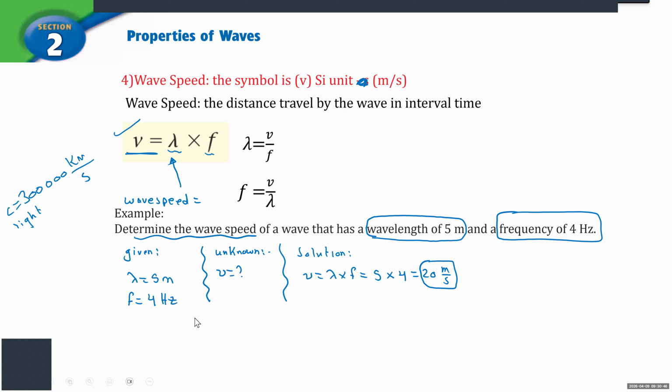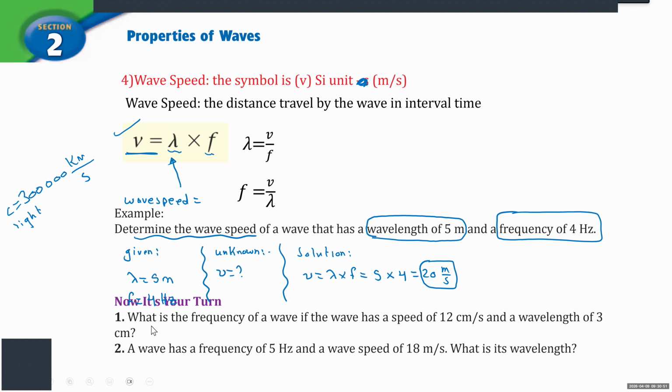We have two other questions in the book. Question 1 says: what is the frequency of a wave if the wave has a speed of 20 centimeters per second and a wavelength of 3 centimeters.